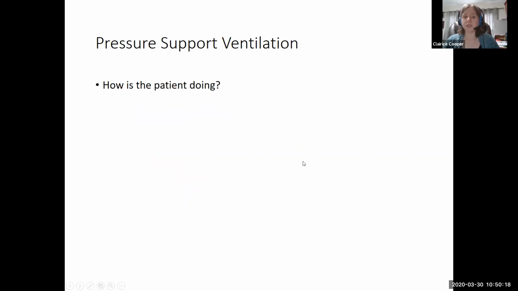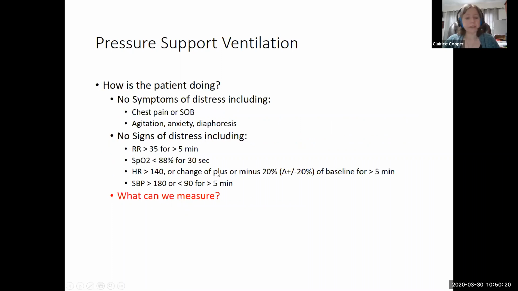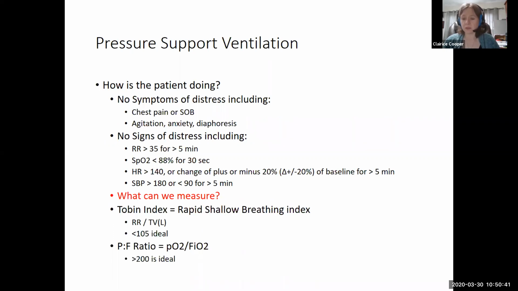So how is the patient doing? First, you want to look at just plain a normal assessment of the patient. Are they having chest pain or shortness of breath? Are they agitated? And look at their vital signs. Are they tachypneic, desaturating, tachycardic, hypotensive, hypertensive? Those are basics. But then additionally, we want to look, how are they doing on the ventilator? So there's 2 things primarily that tell us how they're doing.